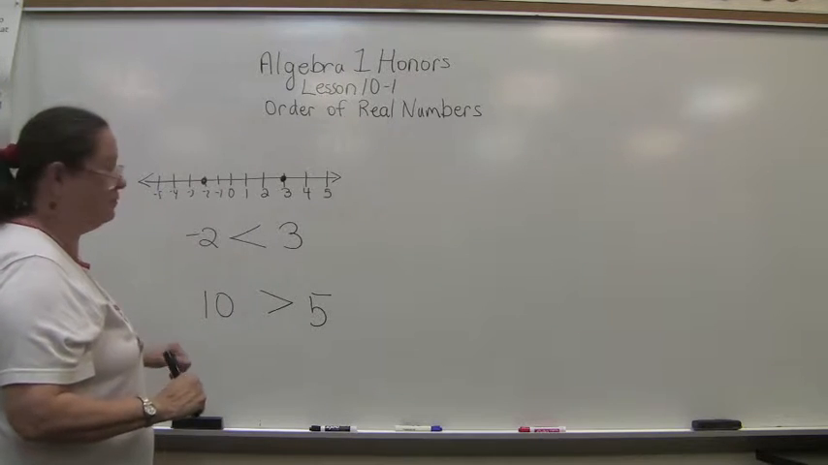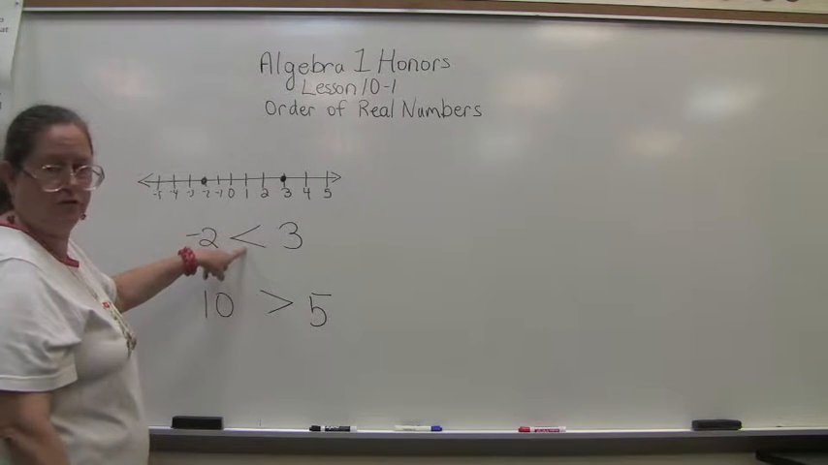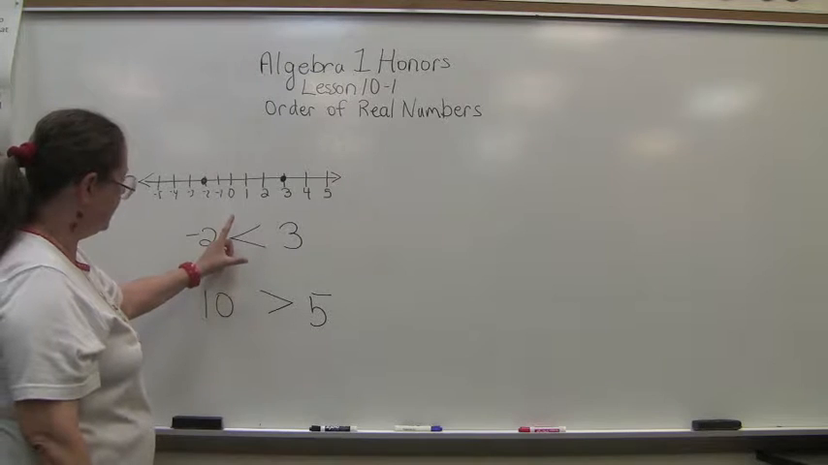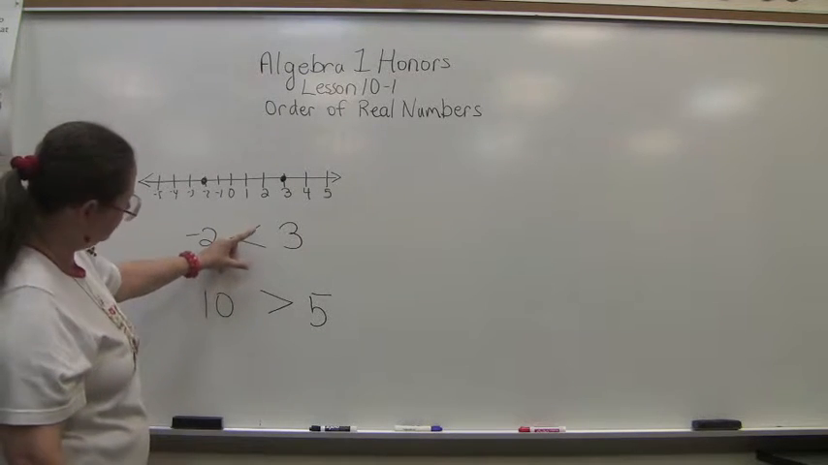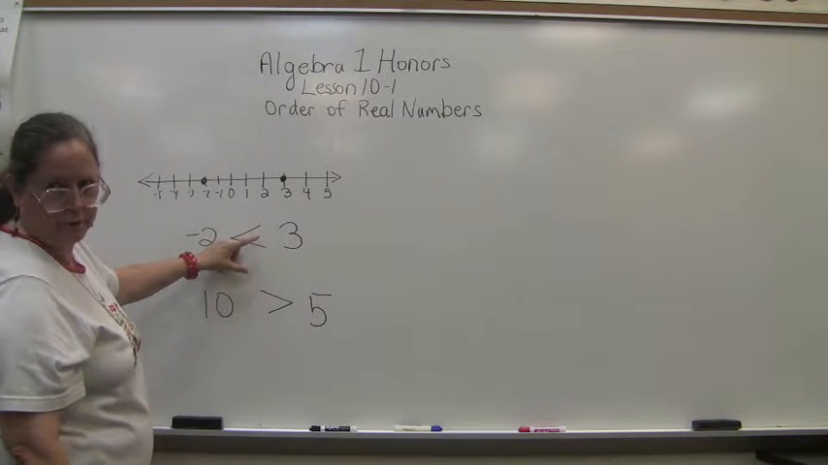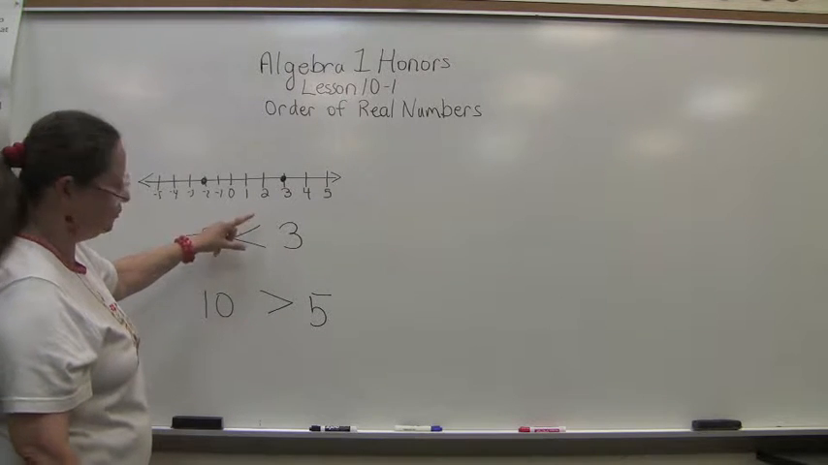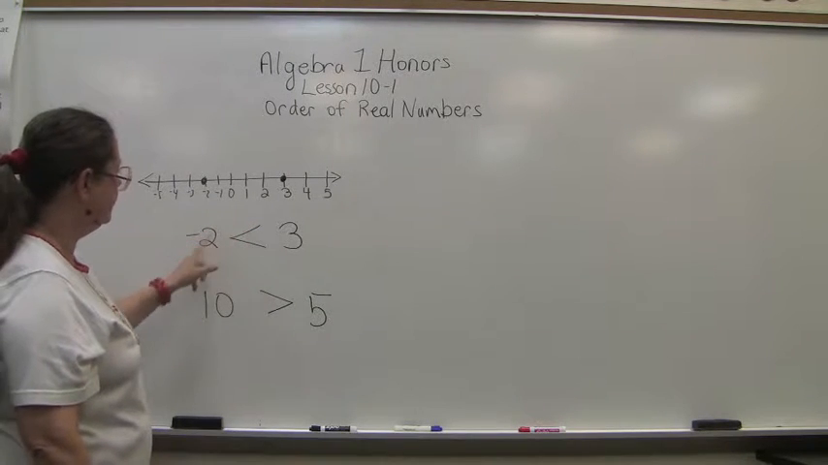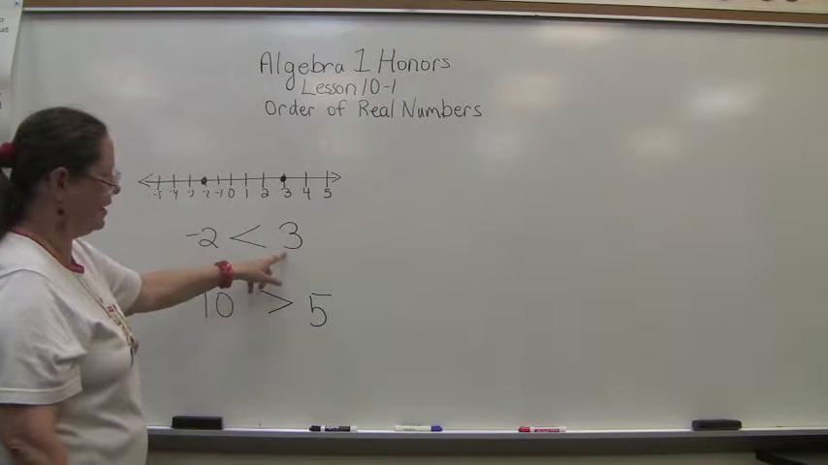Well, there's two ways to do that. The less than symbol looks kind of like an L that somebody sat on and it collapsed a little bit. So this is the less than. It looks like an L that somebody squished. -2 is less than 3.